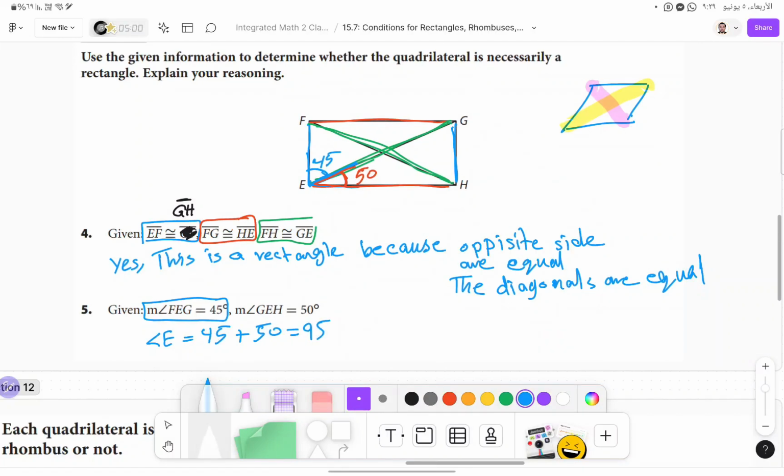So is this one a rectangle if this angle is given? No, it's not a rectangle, because one of the properties of the rectangle is that it should have a 90-degree angle at all corners. 90 degrees, not 95.